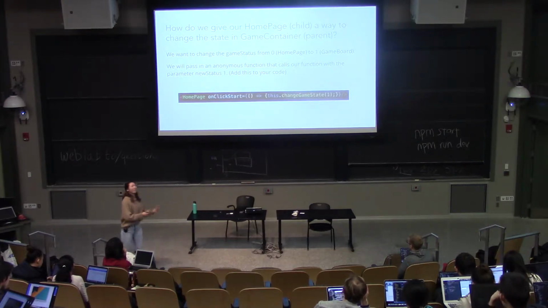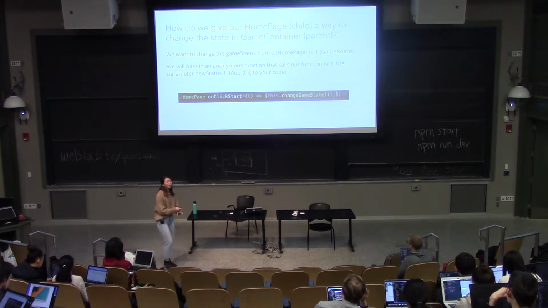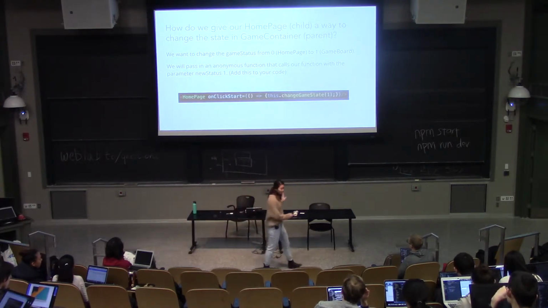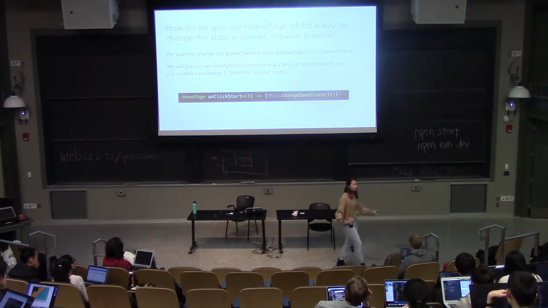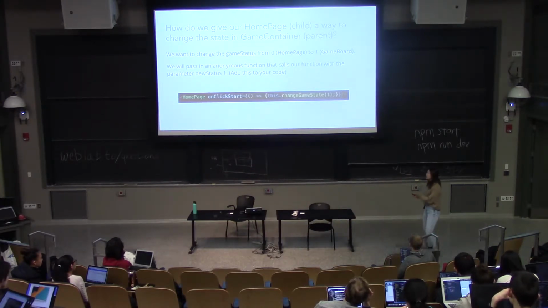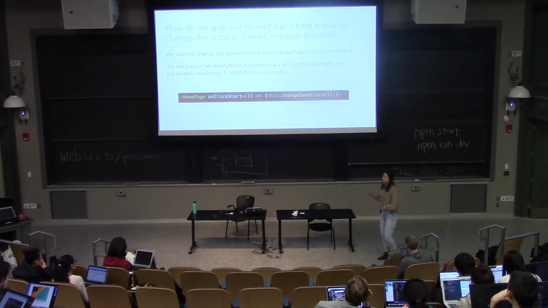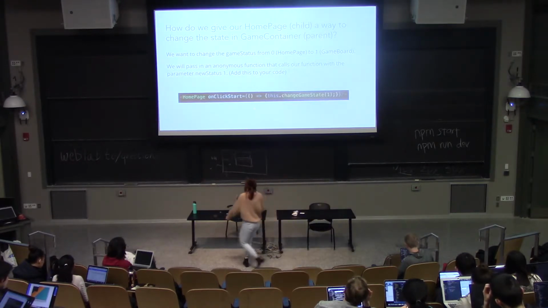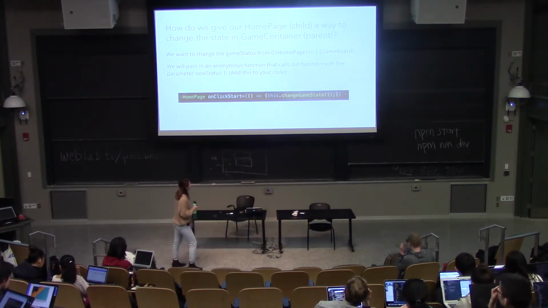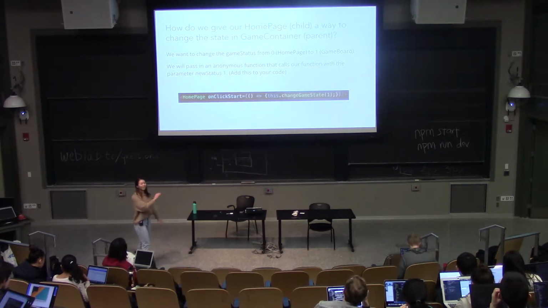If none of that made sense to you, don't worry. Post on Piazza, come talk to us after class. This is the hardest part of this workshop. So don't worry if you don't fully understand this right now, but do make sure to add this into your code as a prop. We're just going to name the prop onClickStart. And don't forget the brackets. And there's a semicolon over there. So add this to your code right now.